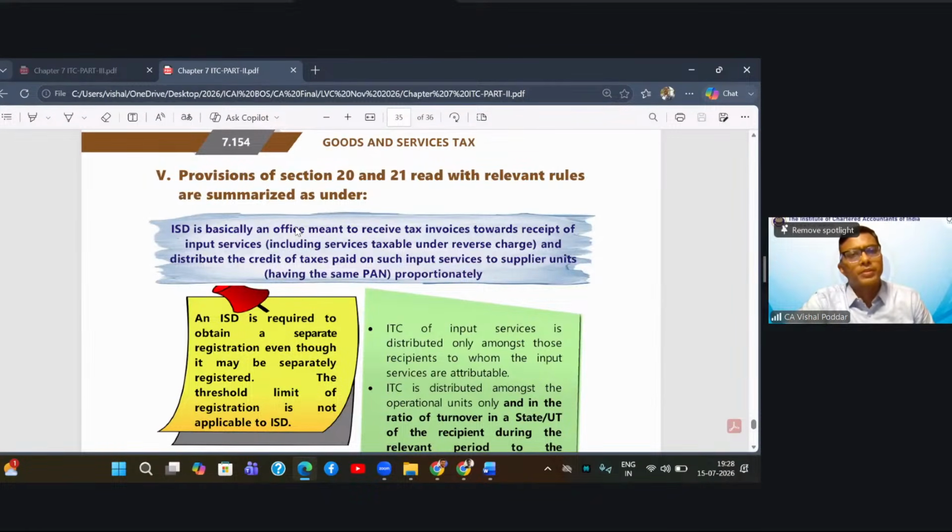For this purpose, you have section 20 and 21 along with various rules from the CGST Act and CGST rules. What does this particular provision say?